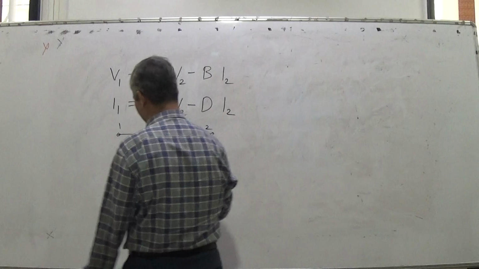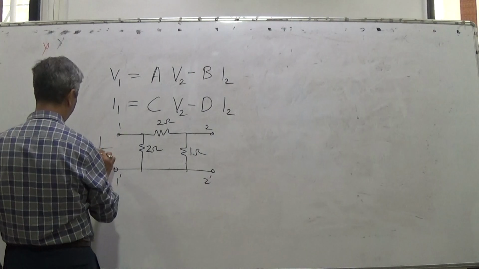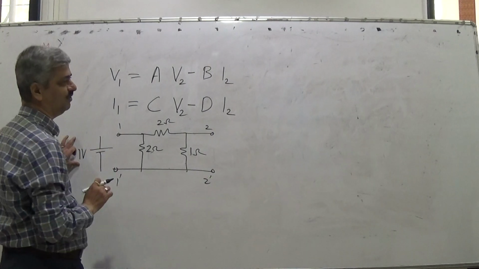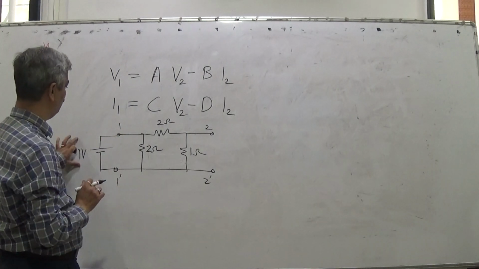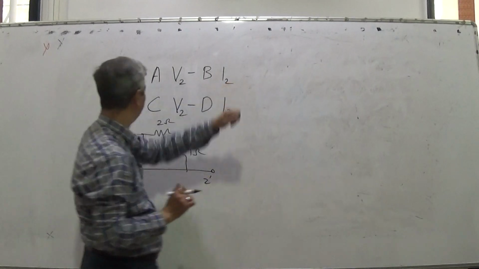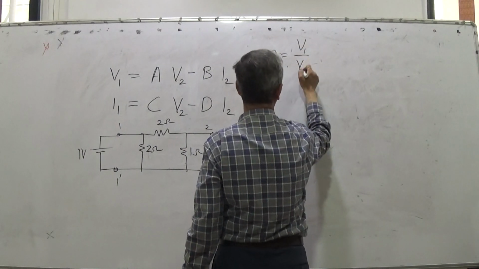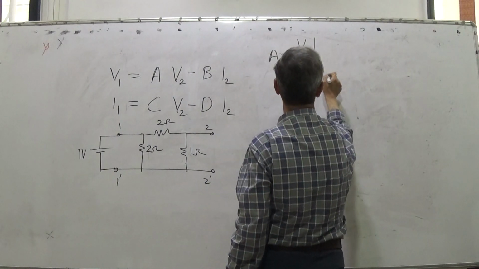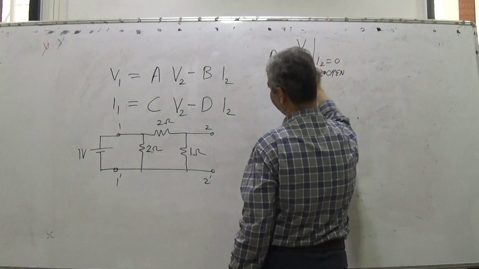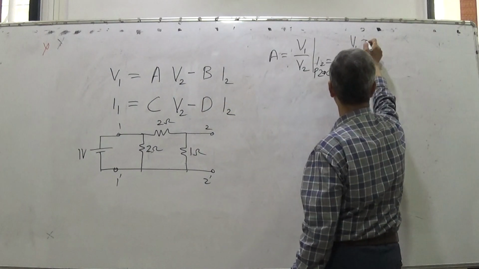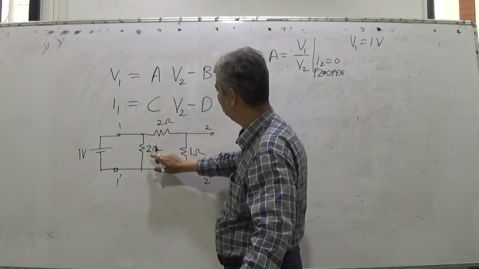So obviously we take the conventional one, a 1 volt voltage source. Please make it clear that it cannot only be 1 volt, it can be any voltage. For calculation it becomes simple, so we keep 1 volt. Connect 1 volt at port 1, keep port 2 open. So what is A? A is equal to V1 upon V2 when port 2 is open, or I2 is 0. What is V1? V1 we have chosen to be 1 volt.